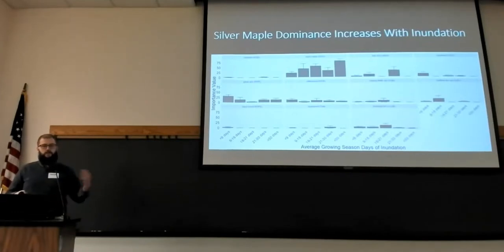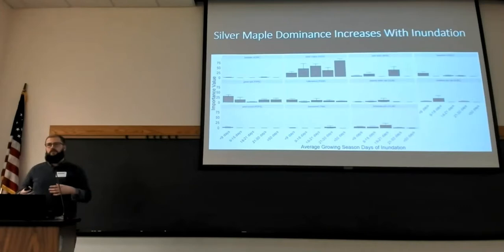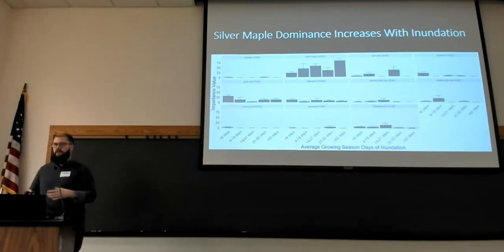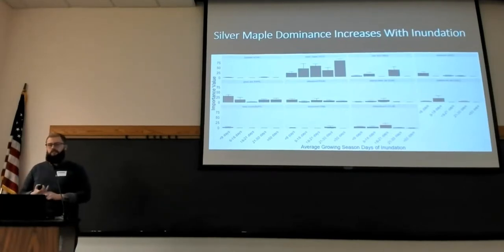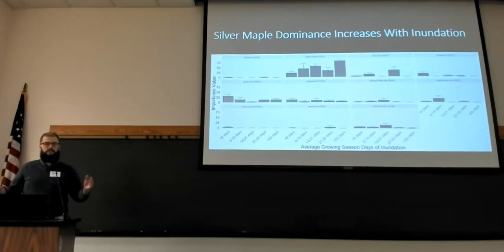So next, we broke things out, categorizing plots based on their local hydrology. On the bottom is the average annual flood days during the growing season, and on the y-axis is the importance value, which in this case is a combination of the proportion of trees per acre and the proportion of basal area per acre that was that species on that plot. We found that silver maple and river birch both increase in importance as the growing season flood days increase.